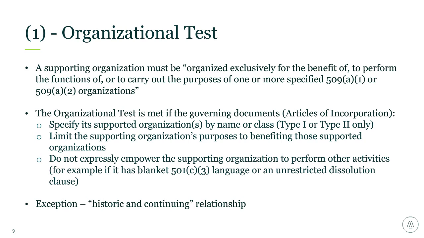Now, in addition to the requirement that the governing documents specify the supported organization, there is also what's called a purpose limitations test. It must not empower the supporting organization to perform other activities. Thus, what you don't want to see in the articles is any blanket 501(c)(3) language, which states that it is formed for any other purpose other than to benefit its supported charity.